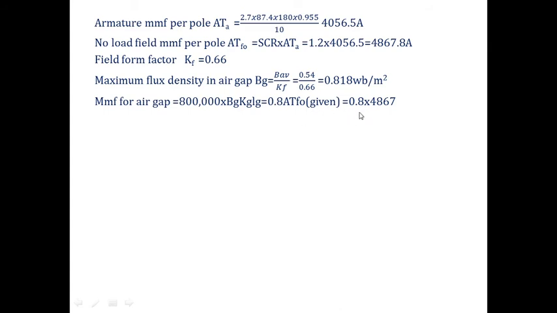So you will be getting 0.8 ATF naught, which is given. So MMF for air gap is 80% of the maximum no load field MMF, that is 0.8 ATF naught. So substituting that value 0.8 into 4867, the length of air gap LG is given by 0.8 into 4867 divided by 800,000 into 0.818 into 1.15. So 1.15 is the kg value, the gap contraction factor. Substituting this value and simplifying, the length of air gap you will be getting as 5.2 millimeter.